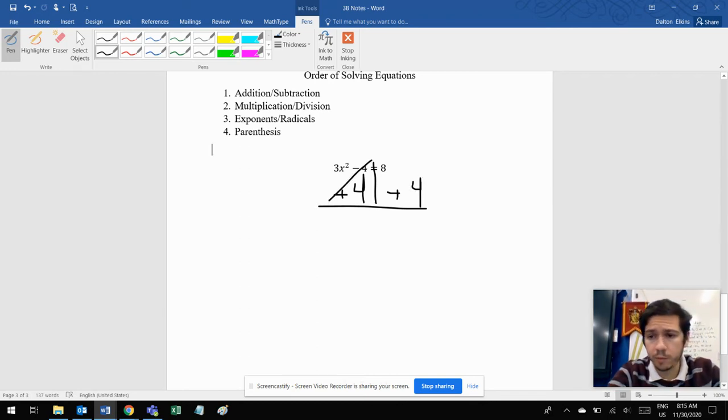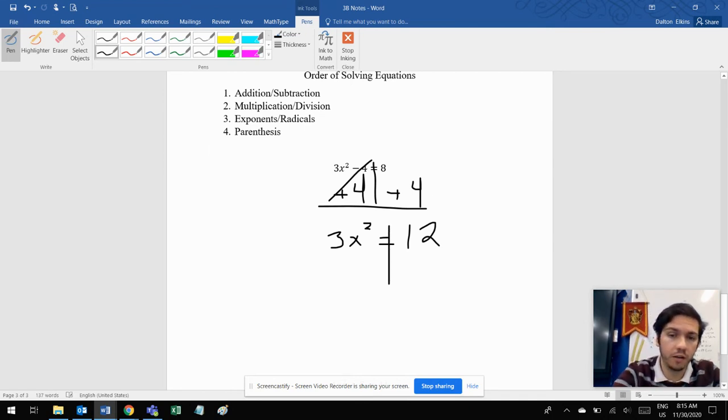Okay, and negative 4 plus 4, right? The whole purpose of undoing is to get rid of it. So I'm left with 3x squared on the left side equals 8 plus 4. Okay, so 8 plus 4, that's 12. So that's the first thing that we need to look to undo.